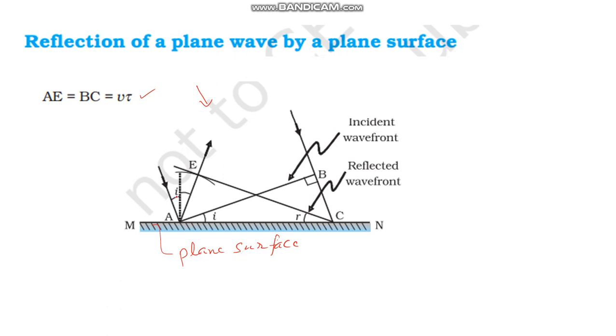There is an incident ray making an angle of incidence I. So here you can see that this angle is 90, right? So if this angle is 90 and this angle is I, this angle will be 90 minus I. Now you can see that this angle also is 90. This angle is also 90, and this angle is 90 minus I. So this angle will be equal to I. So if this angle of incidence is I, this angle is also I.